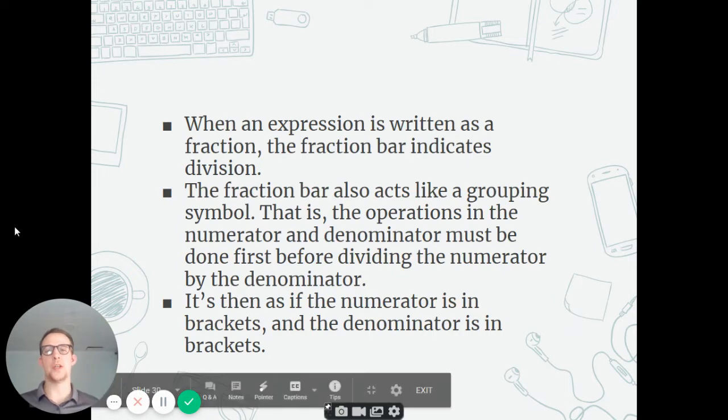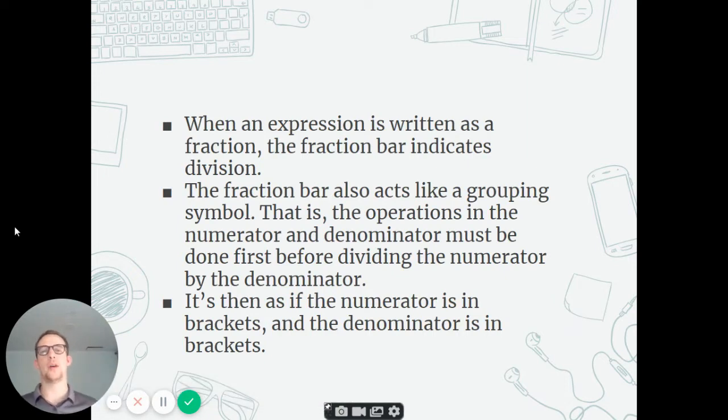Now, when an expression is written as a fraction, the fraction bar indicates division. The fraction bar also acts like a grouping symbol. That is, the operations in the numerator and the denominator must be done first before dividing the numerator by the denominator. It's then as if the numerator is in brackets and the denominator is in brackets.